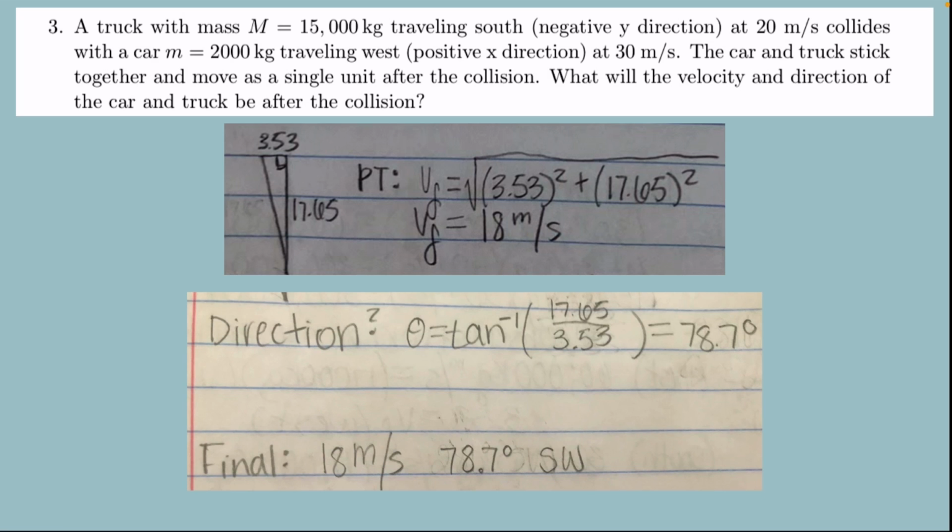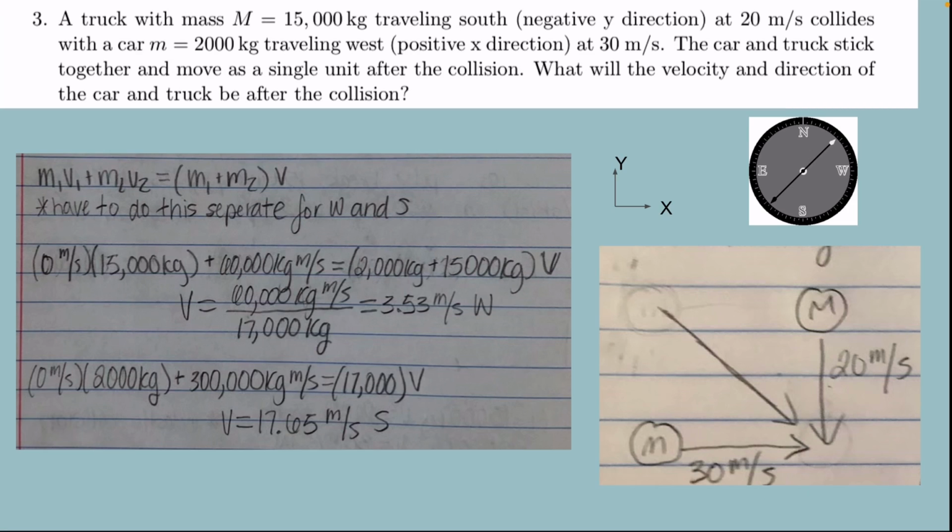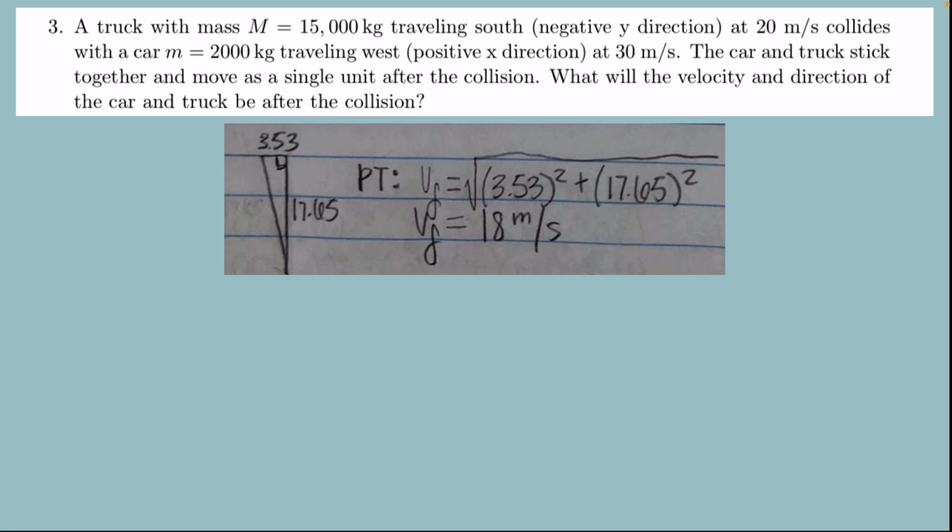It makes sense to me that the direction of this car will be pointed much more south than west, because you can see how much bigger the momentum is, 300,000 in that southern direction versus 60,000 in that western direction. So this comes as no surprise.